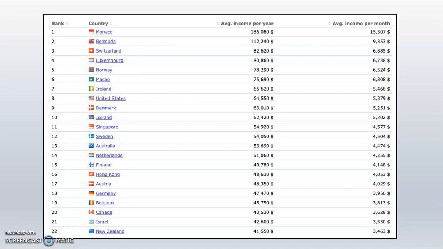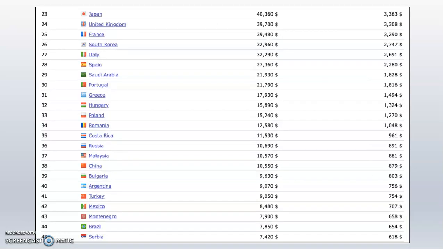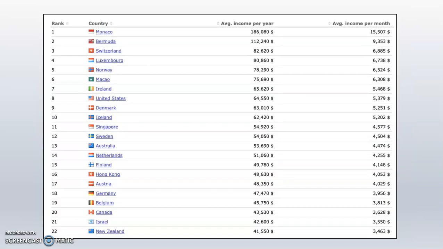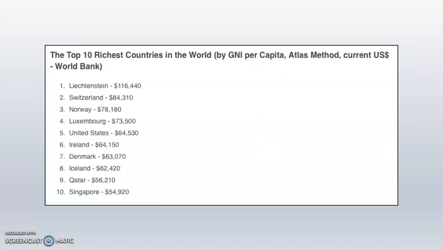And notice. Do you see the United States in the top 10? So do I. Who don't you see? Well, down to 22, I don't see any Russia and I don't see any China. Oh, wait, there they are. There's Russia at number 36 with $10,690 per year, $891 per month, and China at $10,550 per year, $879 per month. Let's go back to the United States and take a look at that. $64,550 and $5,379. Yeah, kind of substantially different, isn't it? So size matters, but other things matter too.